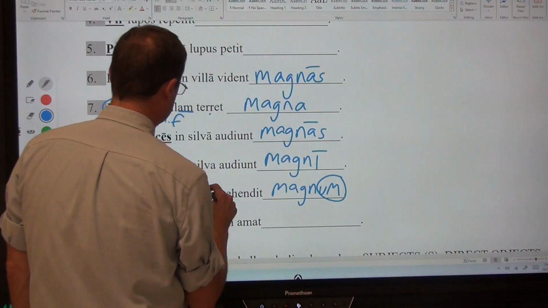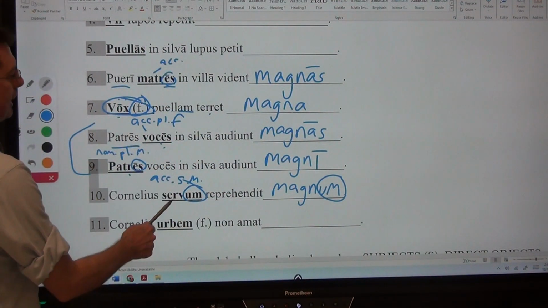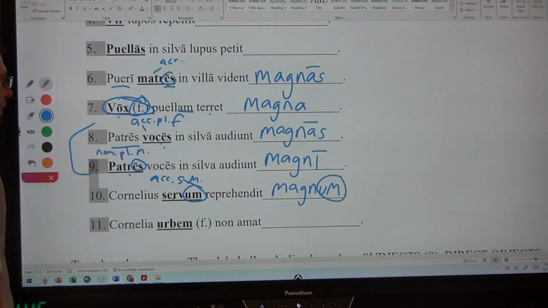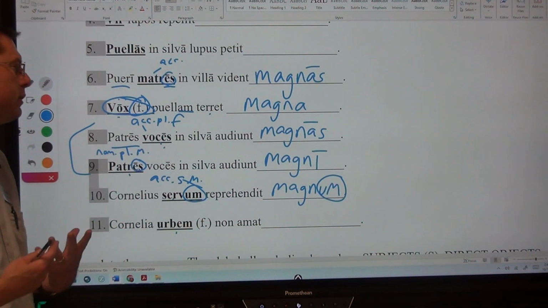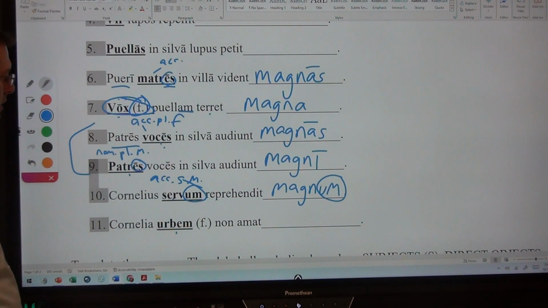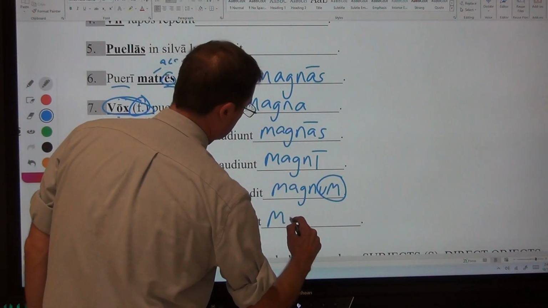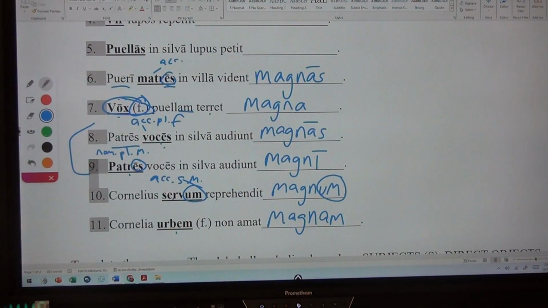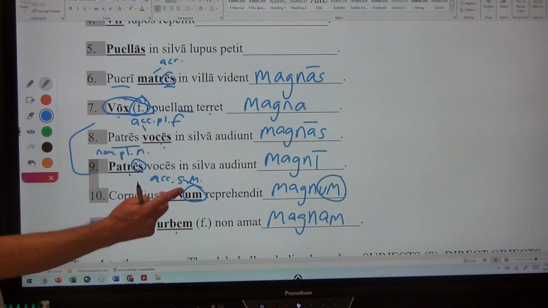We do see that these two have the same ending. That is because it is a second declension noun being modified by a first and second declension adjective. Then finally the last one, urbem, in this section is going to be obviously accusative singular. I know because of the form, and I know that it is feminine, so here the form is going to be magnam. So again, in order to be able to do this, you have to make sure that you are matching up the case, number, and gender.